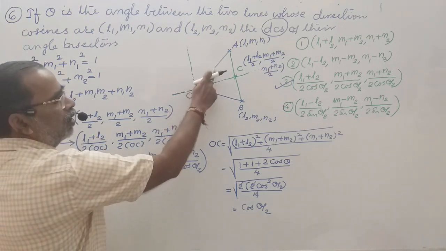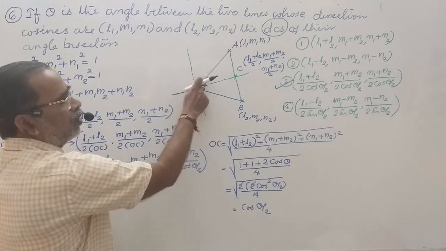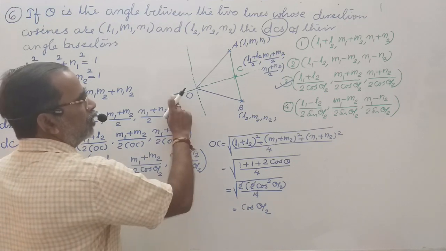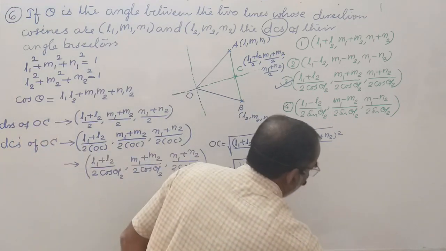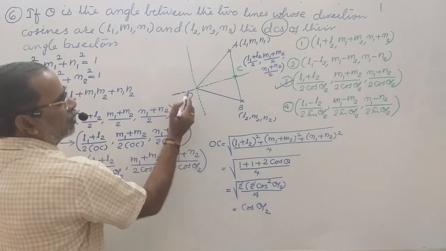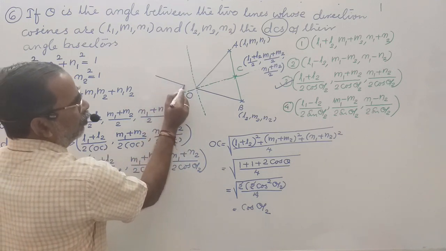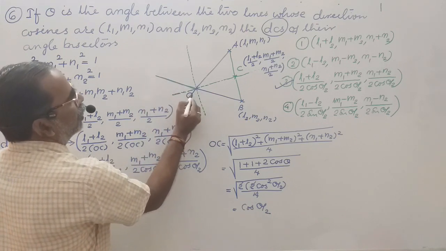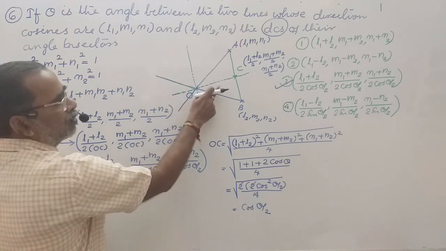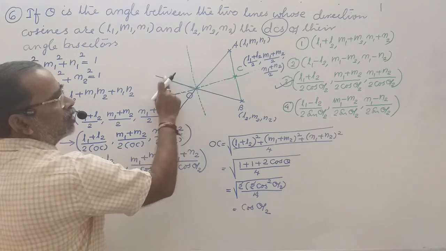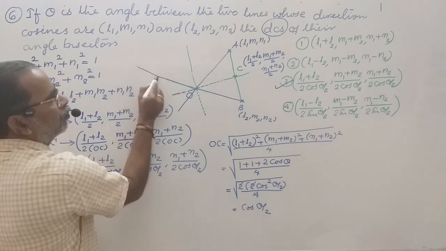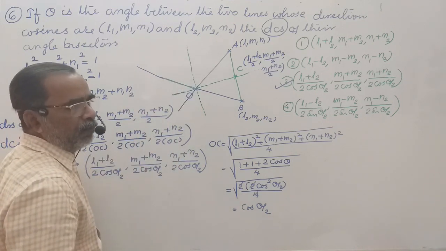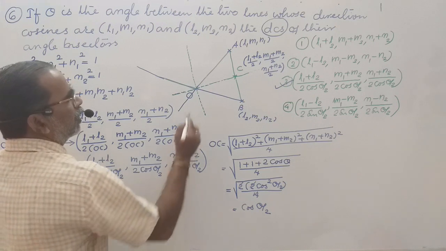Therefore, these are the two given lines. For two intersecting lines, there will be two angle bisectors. This is one angle bisector and this is another angle bisector, because these lines can be extended. These lines can be extended like this. So this is one angle bisector and this is another angle bisector. So this is also angle bisector. Therefore, there will be one more direction cosines.